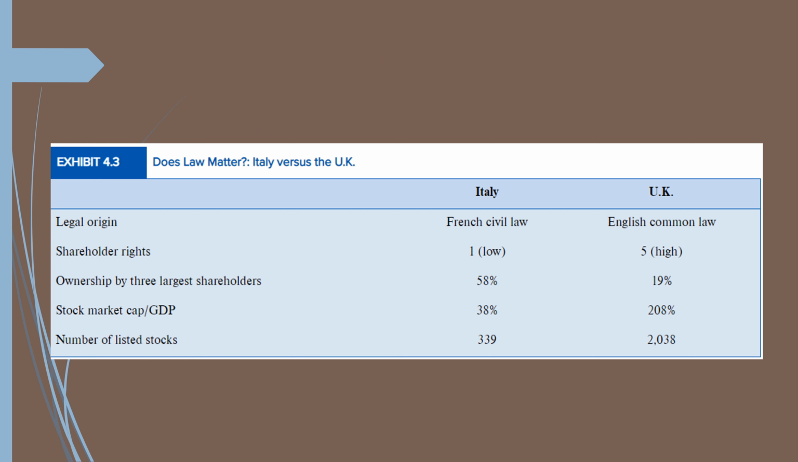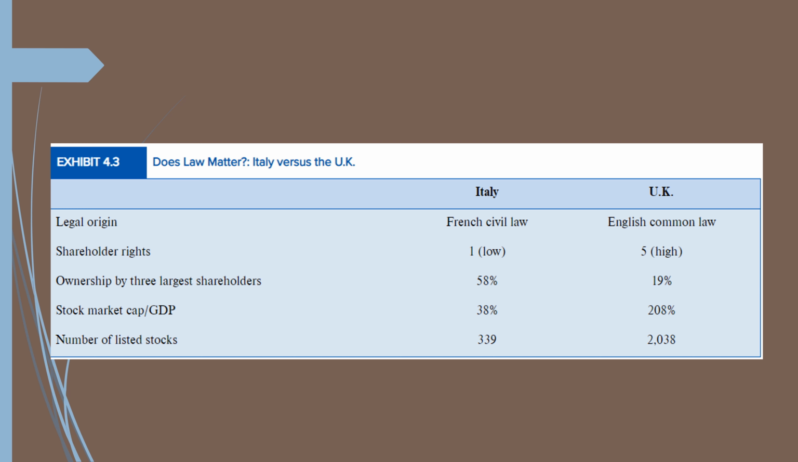Let's take a look at this table on Chapter 4, Exhibit 4.3, which is titled "Does Law Matter? Italy versus the United Kingdom." So here we can see Italy and the United Kingdom being compared side by side. The origin of Italy's law is French civil law, whereas the United Kingdom's is the English common law. The protection rights for the shareholders in Italy is very low, whereas the United Kingdom is very high.